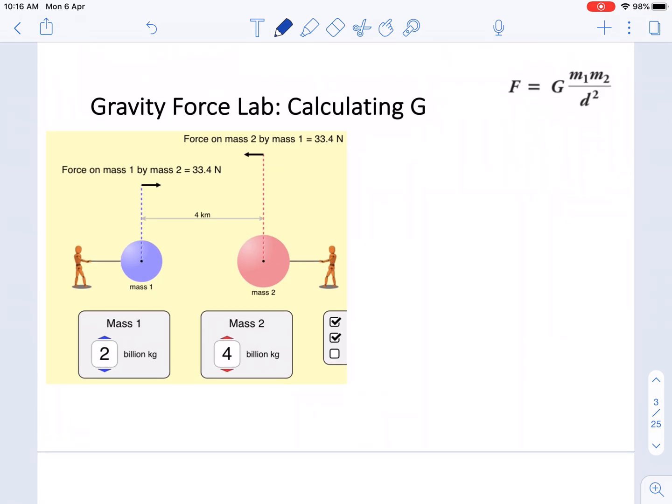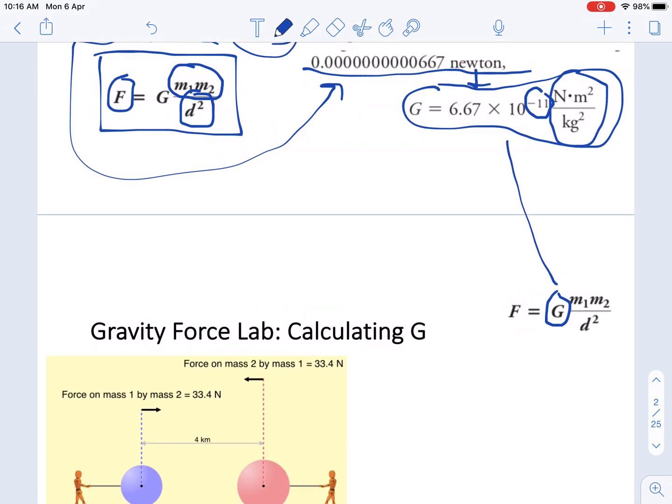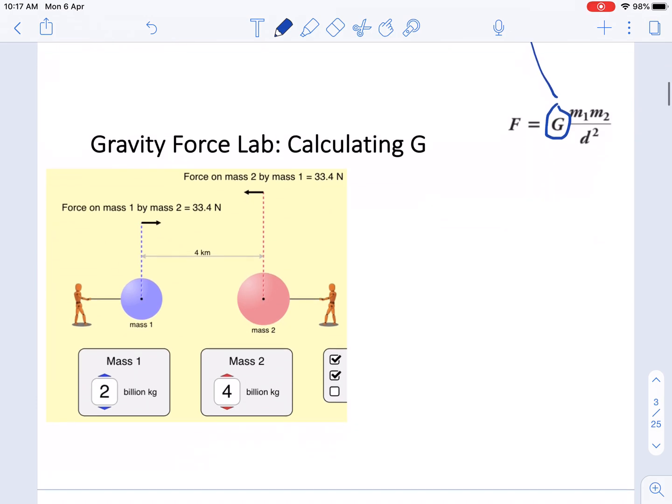So I took a screenshot of the PhET simulation in its standard setting, and I want to see now, is this accurate? Can we actually calculate the value for the gravitational constant G using these numbers? If it is accurate, the answer I should get is right there, 6.67 times 10 to the negative 11. And so we'll see if that's the number that I actually get from my math.